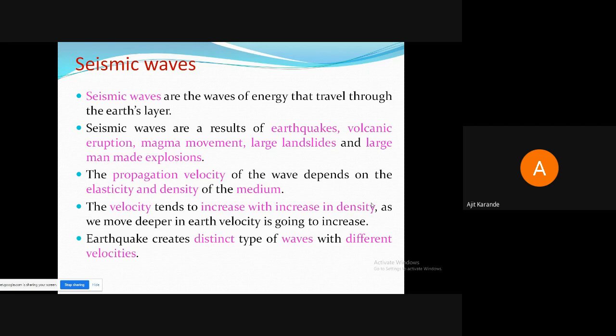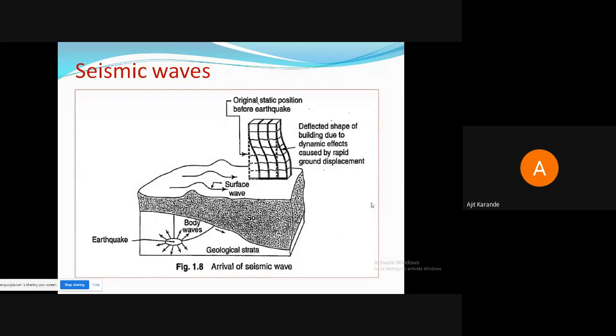So earthquake creates distinct types of waves with different velocities. As far as the earthquake is concerned, it will possess different types of waves. There are different waves. Here you can see one image, which just indicates the body waves and surface waves.